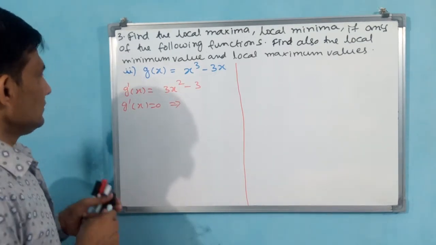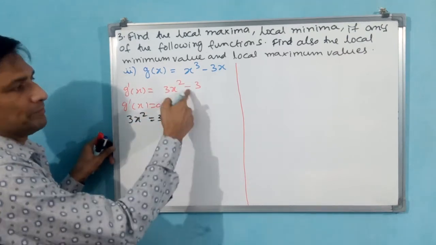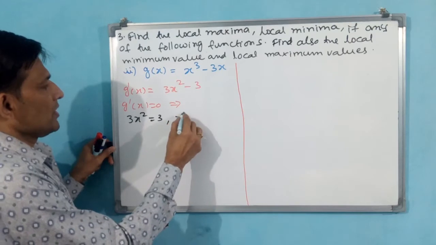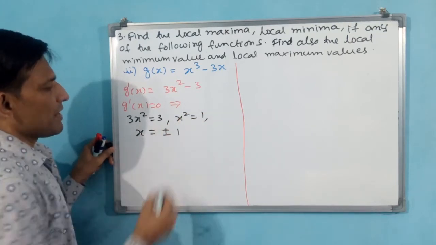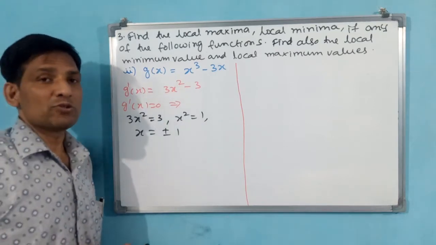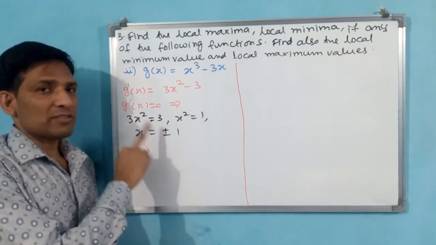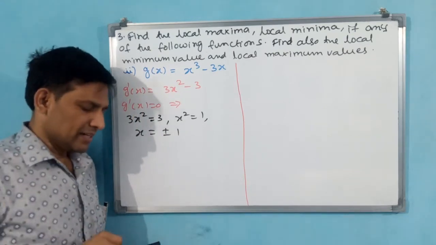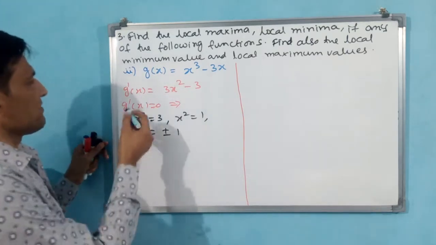3x square is equal to 3, x square is equal to 1, x is equal to plus or minus 1. That means here two critical points are there. c is equal to plus 1, c is equal to minus 1. Okay. So at each point you have to do the second derivative test. Let us do the second derivative.